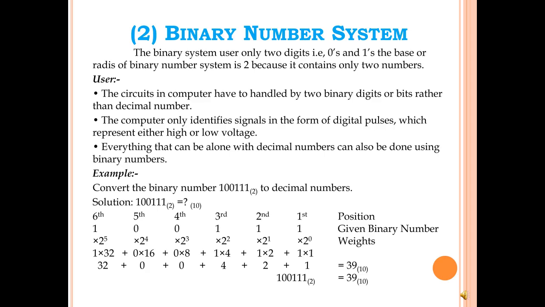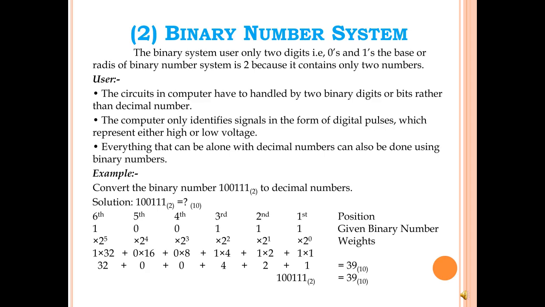So we can mention it as 1 multiplied 2 to the power 5, 0 multiplied 2 to the power 4, 0 multiplied 2 to the power 3, 1 multiplied 2 to the power 2, 1 multiplied 2 to the power 1, and 1 multiplied 2 to the power 0. When we come out with the answer to these, it comes as 1 multiplied 32 plus 0 multiplied 16 plus 0 multiplied 8 plus 1 multiplied 4 plus 1 multiplied 2 plus 1 multiplied 1.